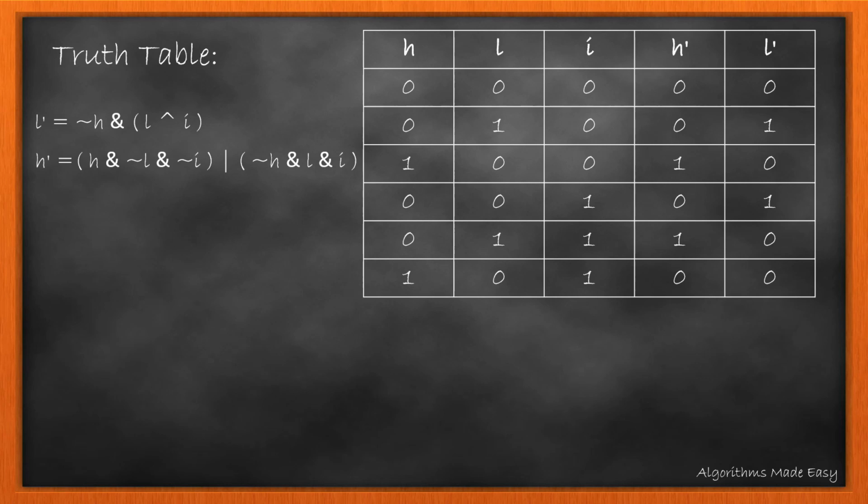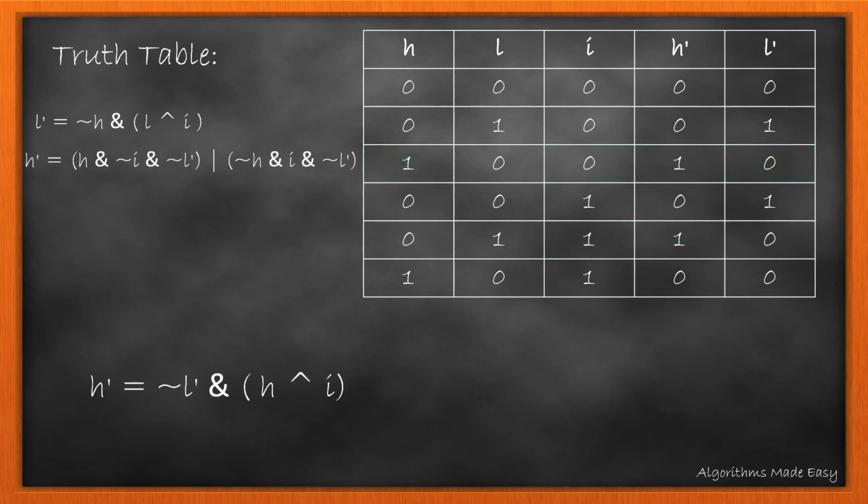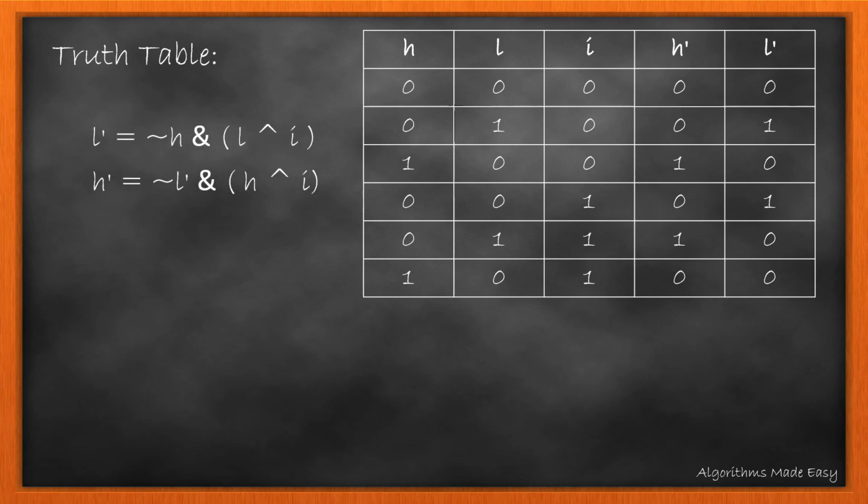Now as we have calculated L dash before H dash, we can use the L dash value for it. So again, computing the expression for H dash with the values of H, I and L dash, we get this expression. When we simplify it, it becomes negation of L dash and H XOR I. The simplification procedure is the same as the previous. We now have these two expressions which solve the problem.